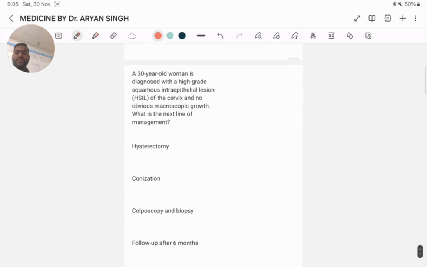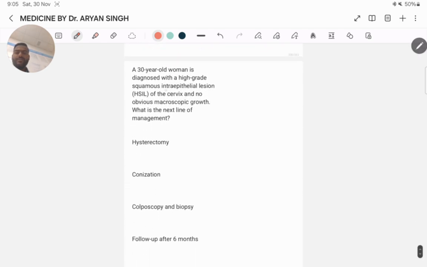Next question: a 30-year-old woman is diagnosed with a high-grade squamous intraepithelial lesion of the cervix and no obvious macroscopic growth. What is the next line of management? Hysterectomy, conization, colposcopy and biopsy, or follow up after 6 months. Best answer is colposcopy and biopsy.